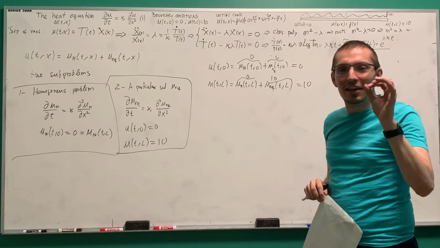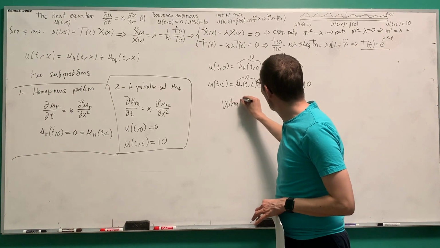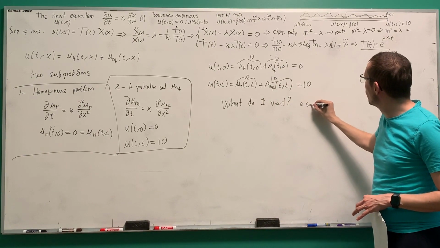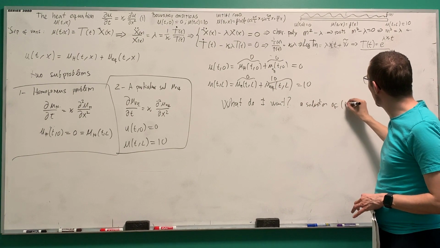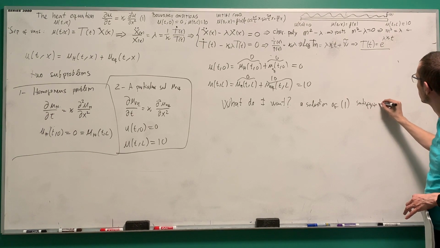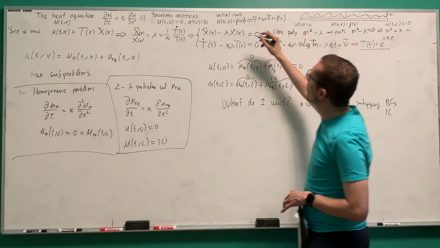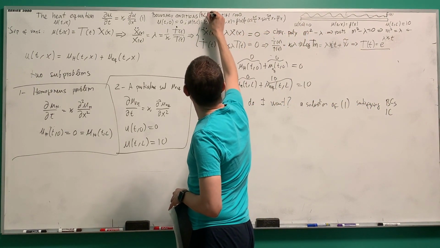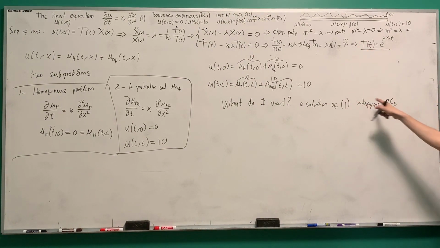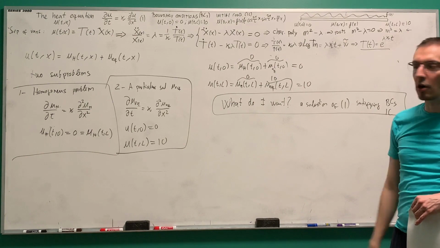Now, here's the reason, let's just write it. So, what do I want? Well, a solution of the heat equation, which is equation 1 in there, satisfying the boundary conditions BC and initial condition IC. Satisfying those boundary conditions and initial conditions. Okay, that's what I want. That's my objective. All right.